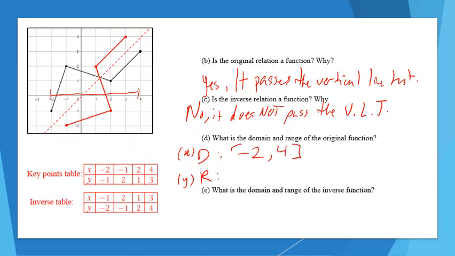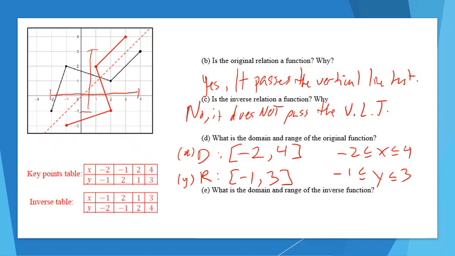So I could just write it like this, or if you wanted to write it like that, that's fine too. Our range is our y values, which spans from -1 to 3. There, or like that. Now, what is the domain and range of the inverse function?